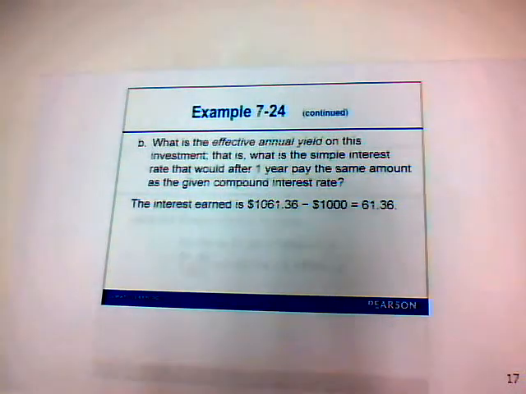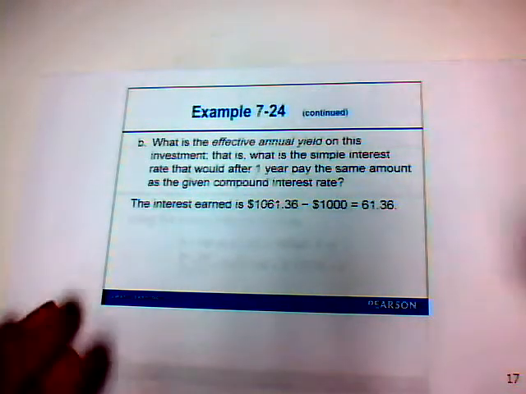All right, the next question is, what is the effective annual yield on this investment? That is, what is the simple interest rate that would, after 1 year, pay the same amount as the given compounded interest rate? So now we need to look at the interest here. So if we subtract $1,000 from the $1,061.36, you'll get $61.36 as your interest.